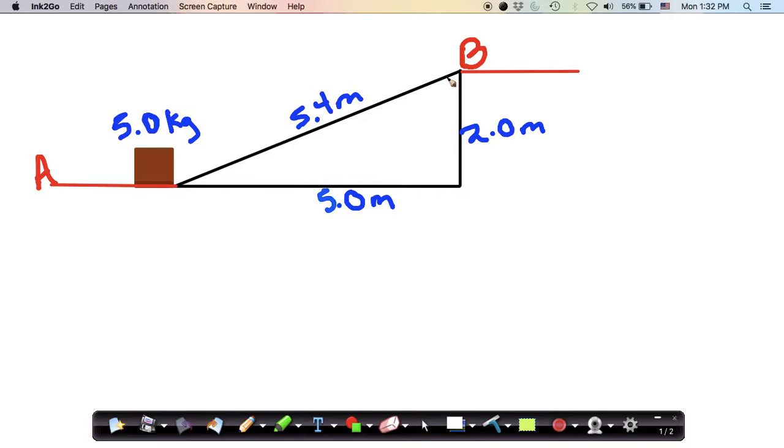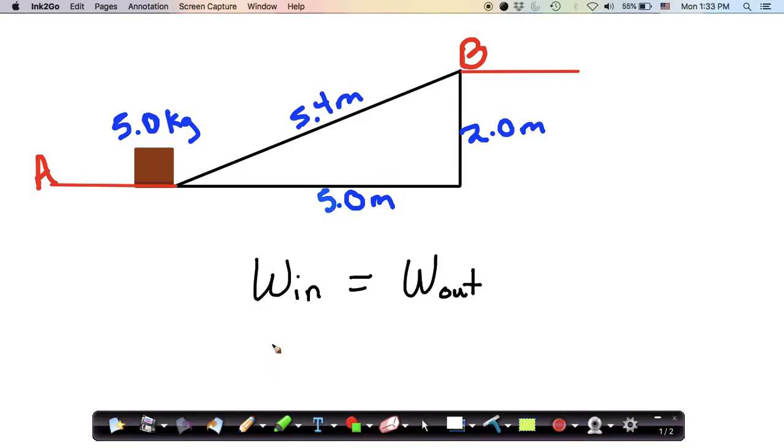The first thing we have to understand with any simple machine, including an inclined plane, is that the law of conservation of energy must be followed. In other words, the input work that we do must be equal to the output work done on the object. In this example, the output work is the change in gravitational potential energy for our 5.0 kilogram box. The input work is the amount of energy that we use in moving the box from position A to position B.